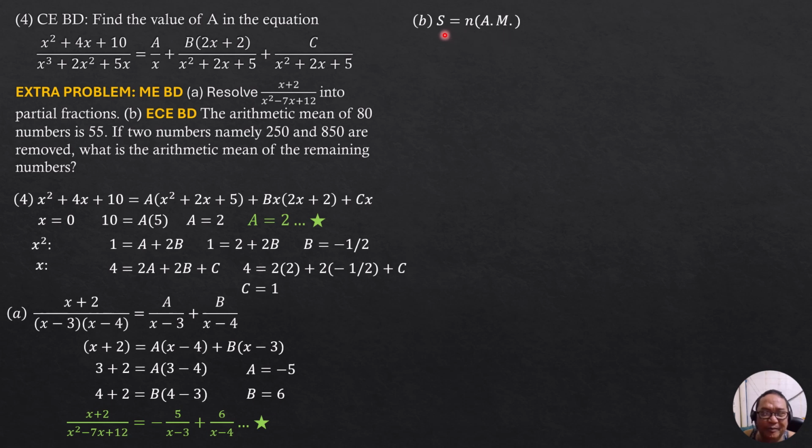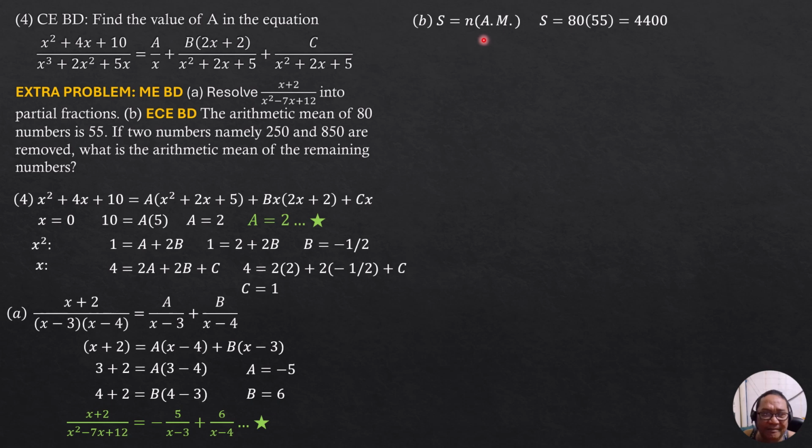So we can compute the sum because n is 80 and the arithmetic mean is 55. So S is 80 times 55 and that's 4,400. Now, if two numbers, namely 250 and 850, are removed, then there will be 80 minus 2, so 78 terms left. And the arithmetic mean is equal to the new sum divided by the new number of terms, which is 78, or 80 minus 2.